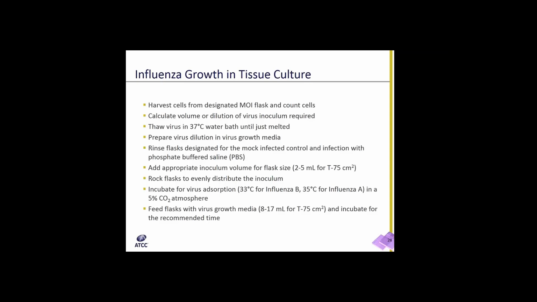Rock the flask to evenly distribute the inoculum, and then incubate for the virus absorption time. For influenza virus, 33 degrees is typical for influenza B, and 35 degrees is typical for influenza A in 5% carbon dioxide atmosphere. Absorption is typically 45 minutes to an hour. After the absorption period, feed the flask with virus growth media, and that will depend on the size flask you're using, and incubate for the recommended time. Most influenza viruses grow within 2 to 3 days.